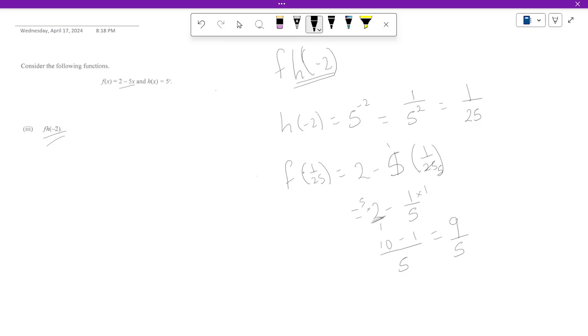So remember, the innermost part needs to be worked first. Whatever answer you have, you're going to use in the next function, in this case the f function, and you're going to write that value so that you can actually solve.